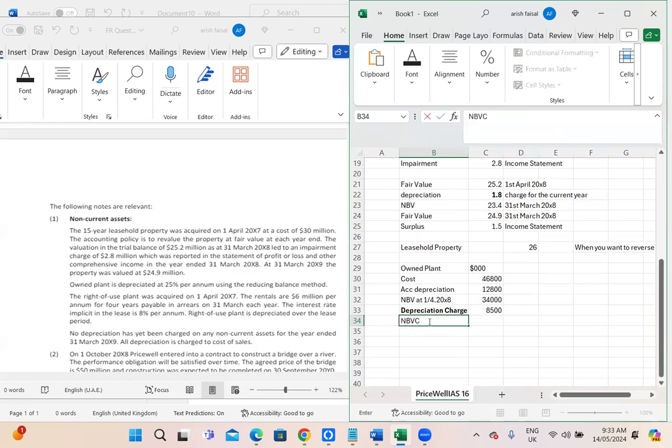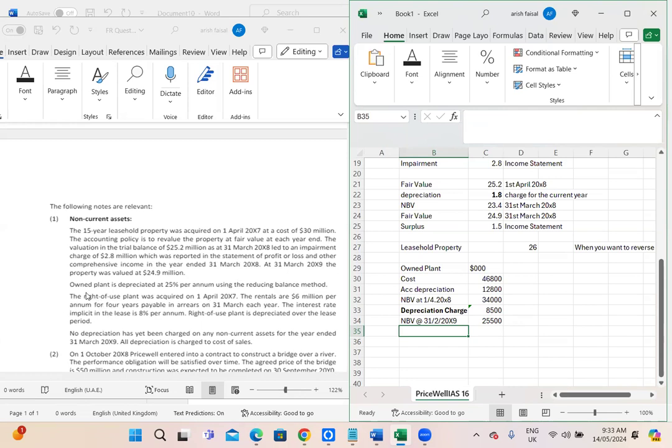So now the net book value at 31st March 2009, that's your reporting date, would be 34 million minus 8.5 million. So that's 25.5 million for your own plant. Okay. So that was just a simple calculation of the reducing balance method for your own plant.